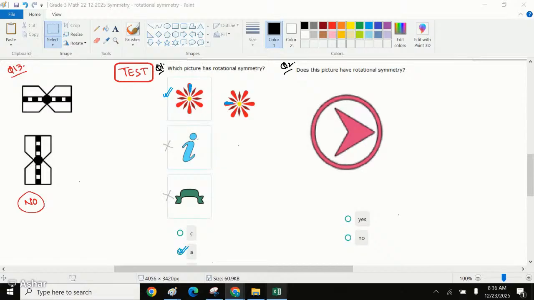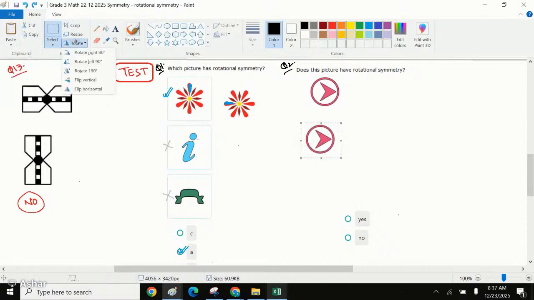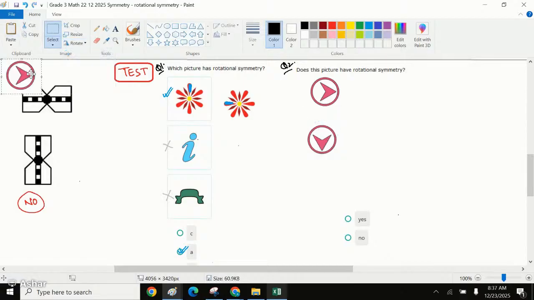Yes, you're saying yes, it has rotational symmetry, let's see again. Okay, let's compare. If this was the original diagram we had, if we copy this and rotate it to the right, does it look exactly the same? Or if we rotate it towards the left, does it look the same?